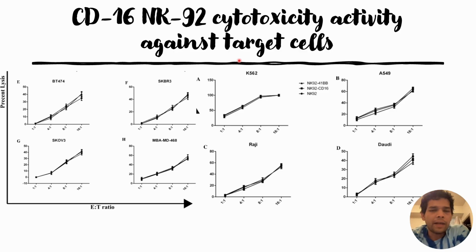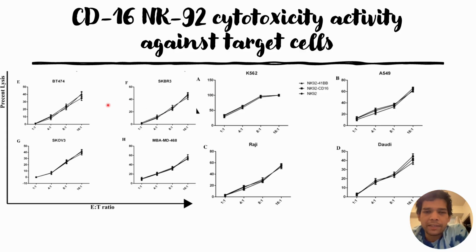And in this experiment, they have not used any antibody to trigger antibody dependent cellular cytotoxicity. What they did is co-culture the NK92 and the different target cells at different effector to target ratios, and then check the cytotoxicity effect by measuring the percentage of lysed target cells in the co-culture medium.